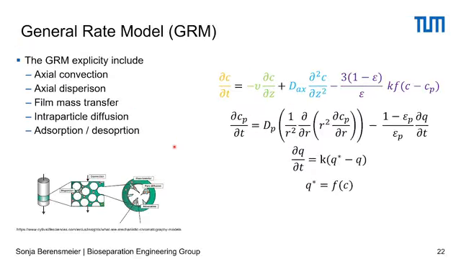And then as the most complex model that we're going to look into in this lecture, we have the general rate model. And a general rate model now explicitly includes all these effects that we mentioned before. It includes actual convection, it takes into account axial dispersion, it takes into account film mass transfer effects, the diffusion inside the particles, and also adsorption desorption effect.